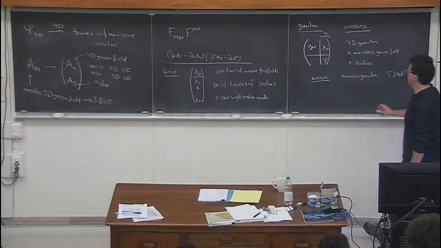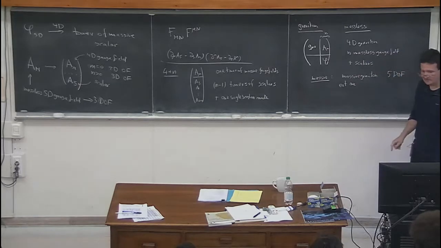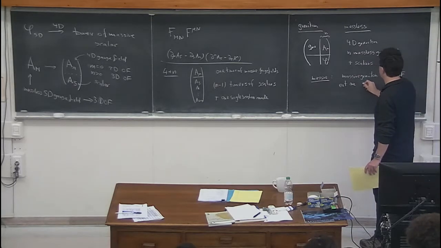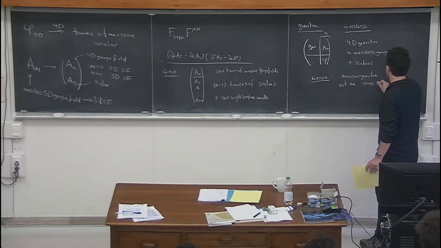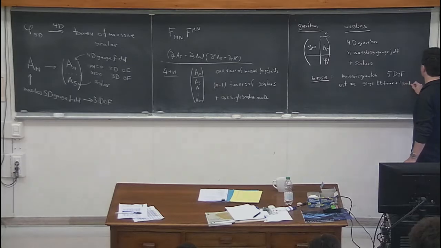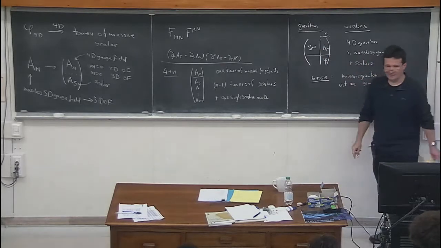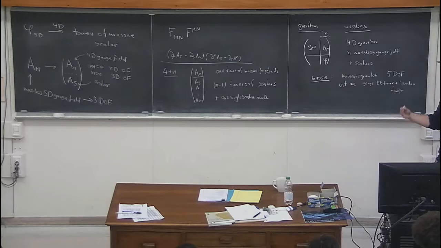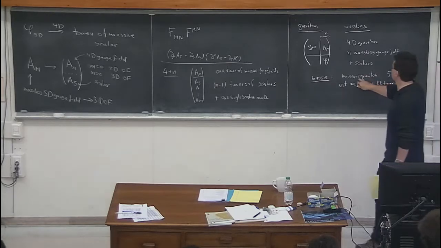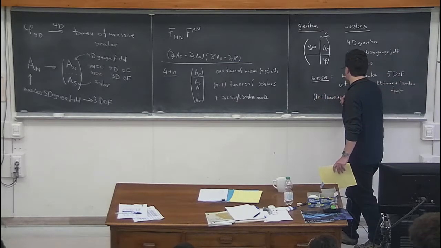So it has to eat one of these gauge fields: one gauge KK tower plus one scalar tower. And then, of course, you would think you have n massive towers for the gauge fields, but one of those has been eaten by the graviton, so you will have n minus 1 massive gauge towers.